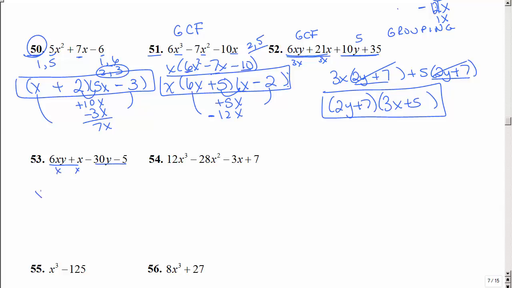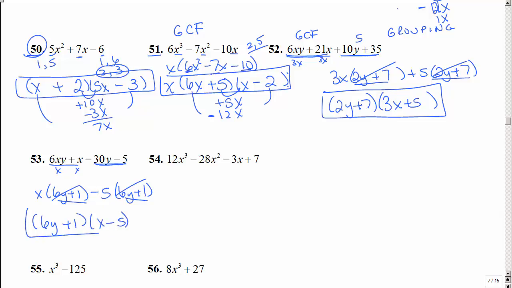GCF is an x. Here they're both negative. I think they're both divisible by -5. Those match. So take that out, divide, write down what's left. What's this GCF? Ooh, how about a 4x squared? And that's going to leave me 3x minus 7.